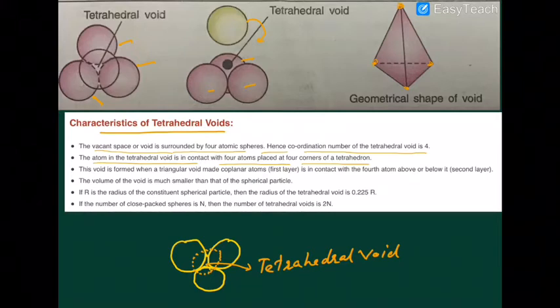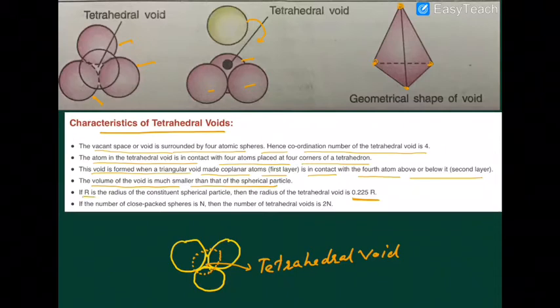The void is formed when a triangular void made by the coplanar atoms of the first layer is in contact with the fourth atom above or below, from the second layer. Clearly understood? You have three atoms in the same plane, and one atom may be either above or below the plane. The volume of the void is much smaller than the volume of the spherical particles. It means the radius is nearly 0.225 times that of the radius of the spheres which surround the void.